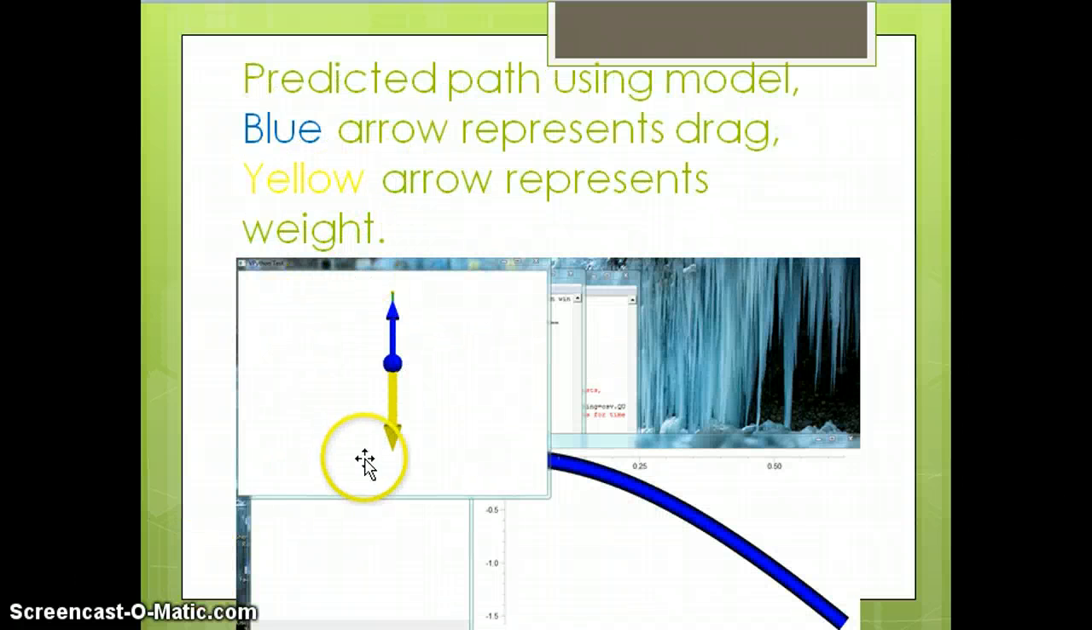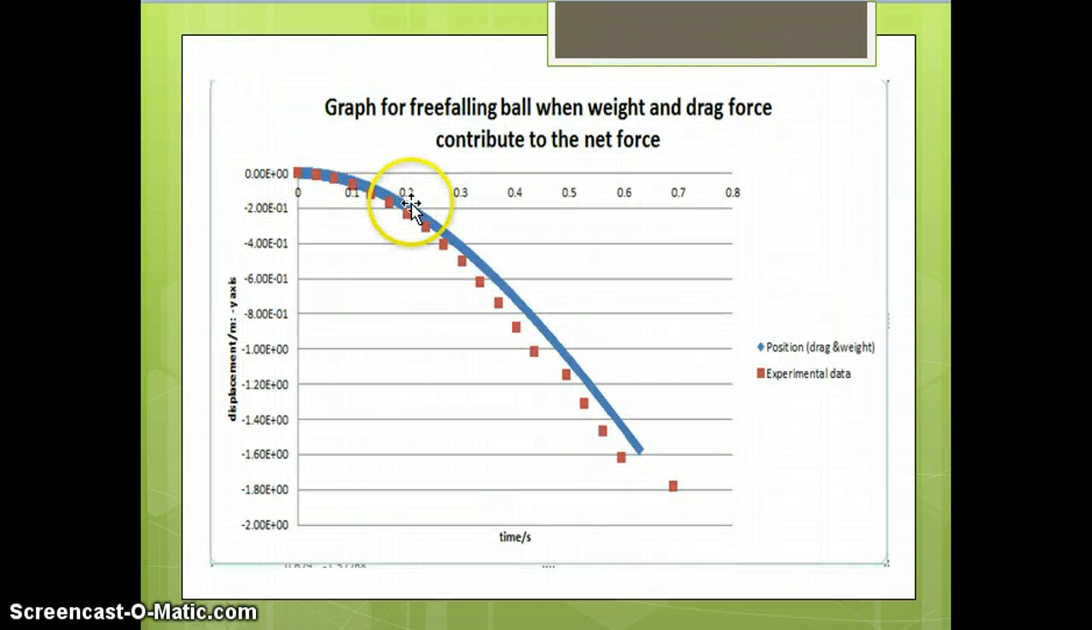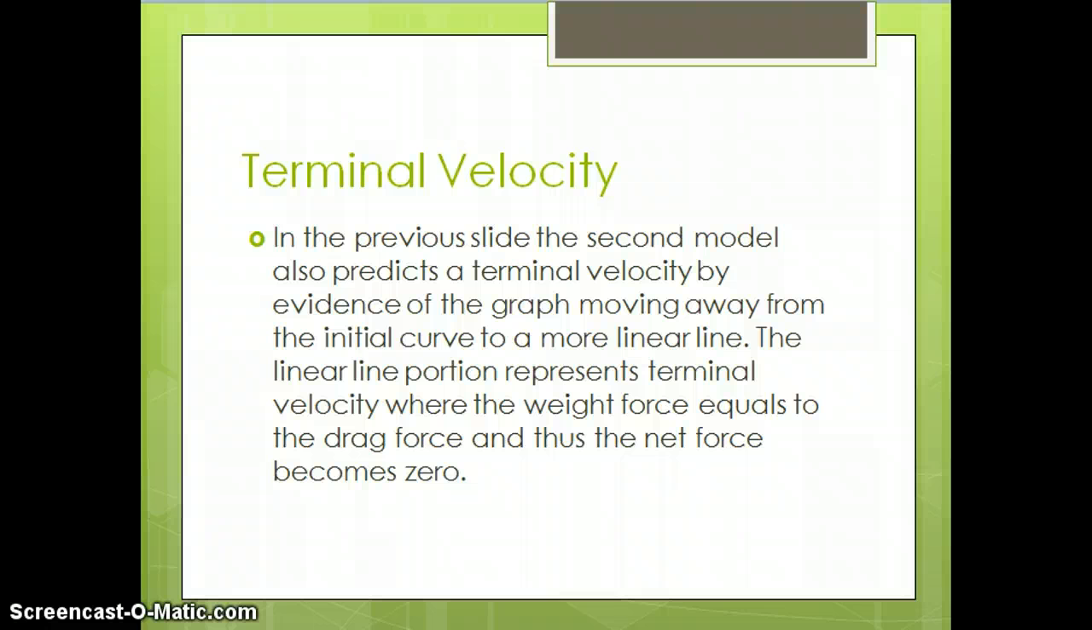So this is the plot we obtained from the model when we ran it, with the blue line representing the drag and, of course, the yellow line representing the weight. When we plotted the new model against the experimental data, we notice again that it follows very similarly to the first model. However, it's not an exact mirror. Now what about terminal velocity?